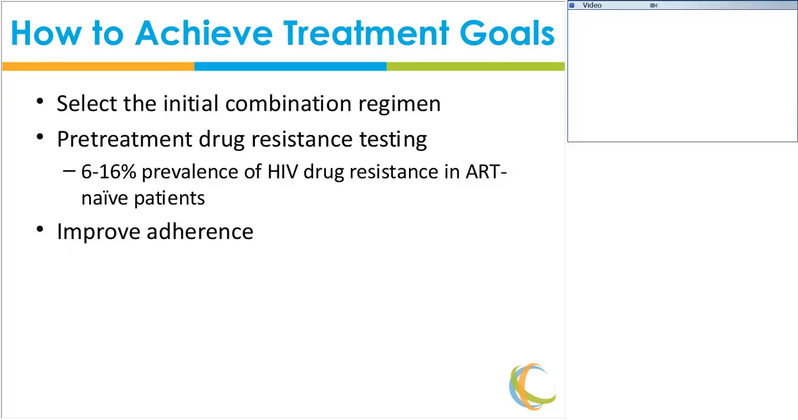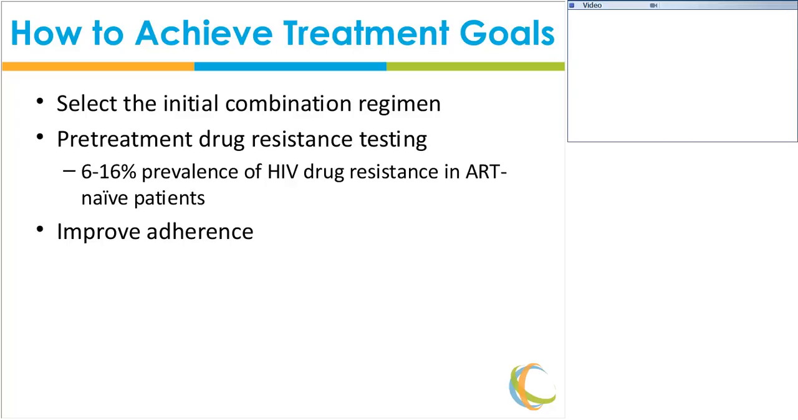Drug-resistance tests must be done in all patients prior to initiating therapy. In a treatment-naive patient that is just coming to care, there is a 6 to 16% chance that this patient has been infected with a drug-resistant strain of HIV. This means that having never taken a single medication for HIV, the patient may already be resistant to certain ARVs.